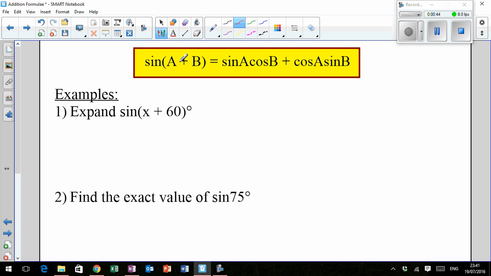So sine A plus B does not just become sine A plus sine B. There is this more complicated expansion that is on your formula sheet, so you don't have to remember it. Okay, just take a wee second and copy that down for me, please.